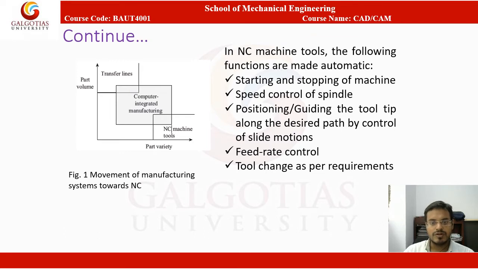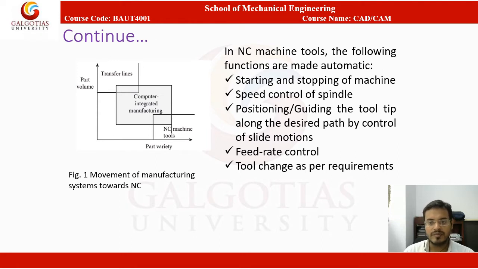So you can see the movement of manufacturing towards NC. So transfer lines, then seam, NC machine tools. So according to the part variety, in NC machine tools, a variety of parts can be made, with larger variety and lower part volume. It means if you want a specific part but the variety is varying, then we go for NC machines.